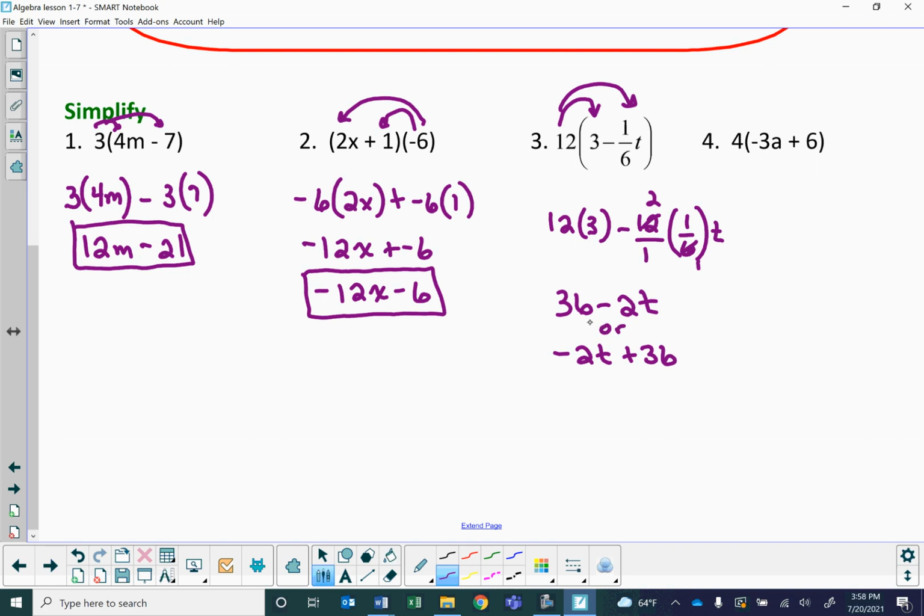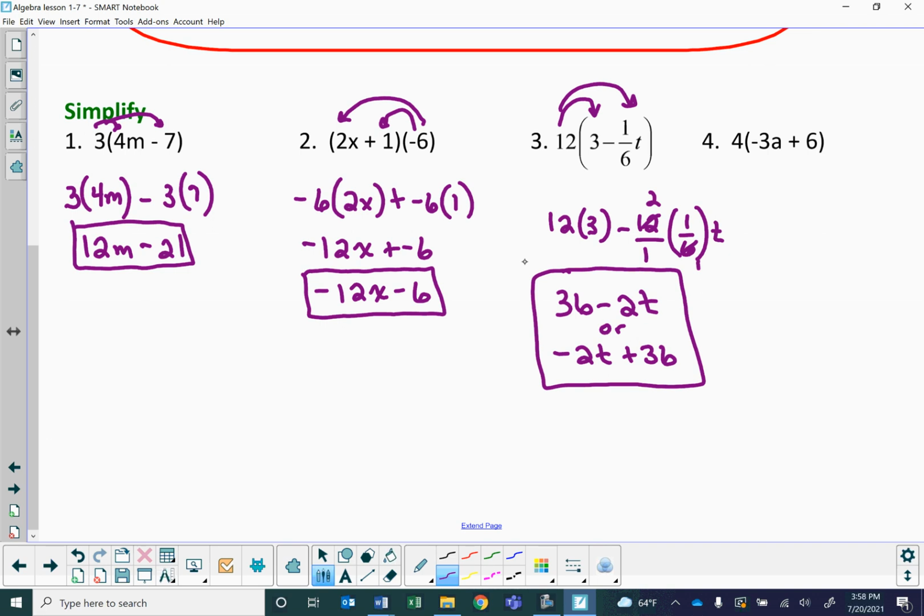Either way is correct. I write it most of the time the way the bottom number is written. That's my preferred way to write it, because I tend to write numbers with variables first and numbers without variables second. It's just a preference thing. It has nothing to do with being correct or incorrect. As long as the negative sign is in front of the 2t, it doesn't matter if the 36 comes first or last.